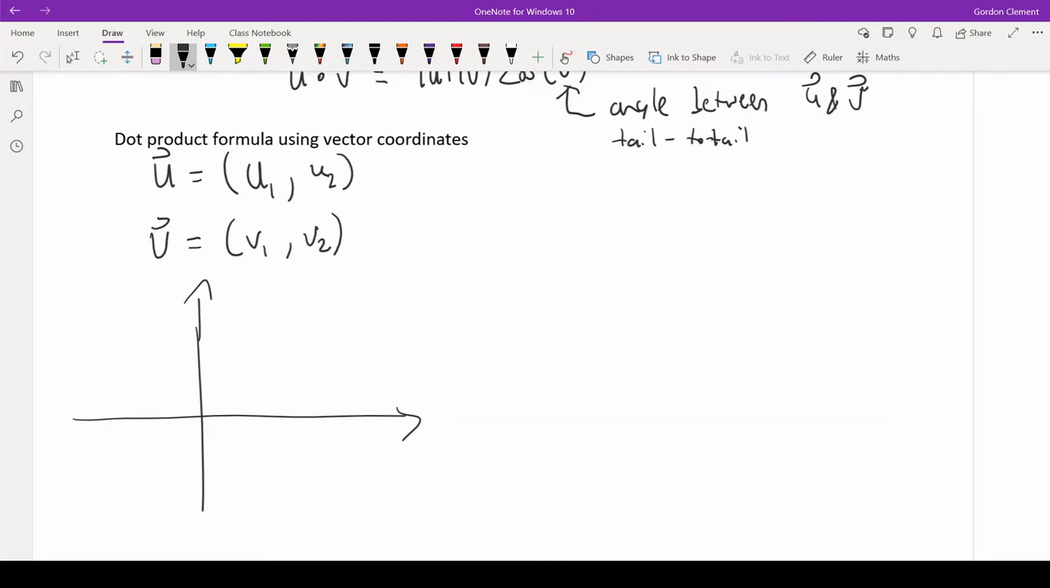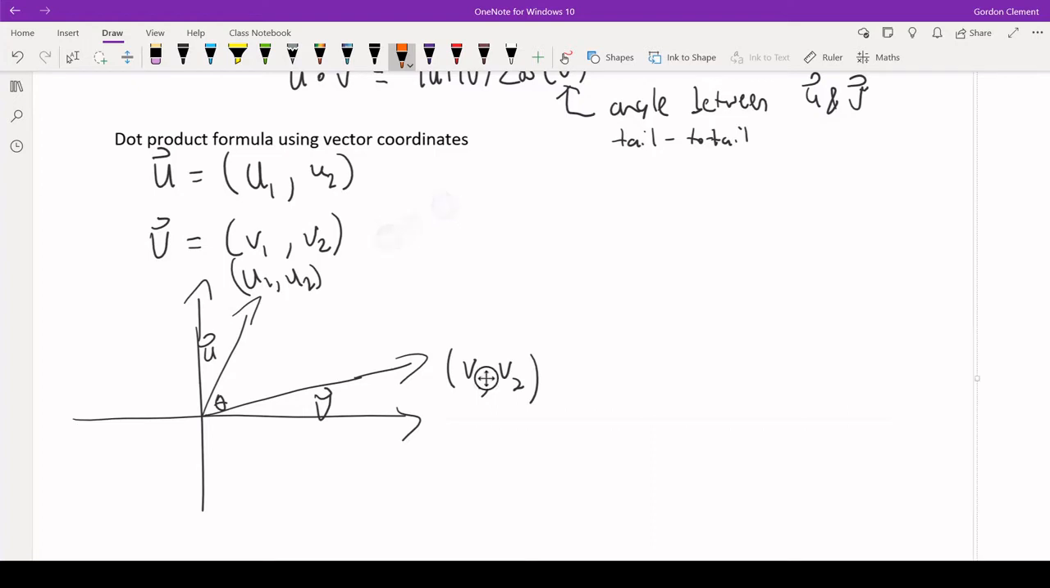So I'm going to start with my vectors. I'll call this u, and I'll call this v, and they're tail to tail, so that would be the angle theta. And v is going to be, again, the vector v1, v2. u is going to be the vector u1, u2, so that's just the coordinate version of this. And what I'm going to do is complete kind of a triangle here. So I'm going to draw a vector that goes between those.